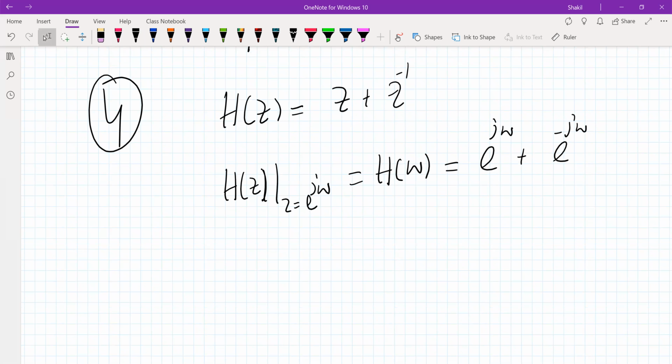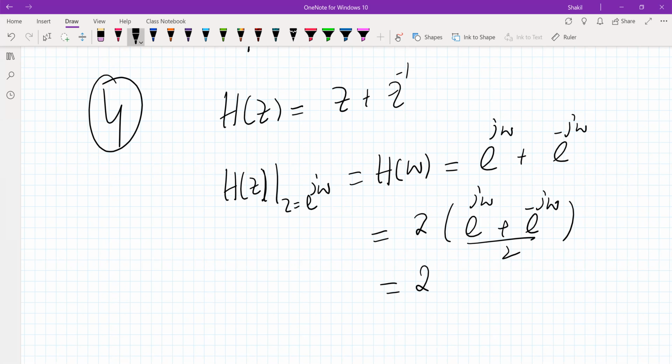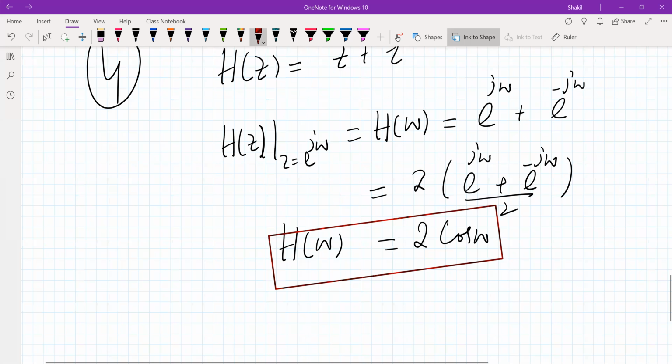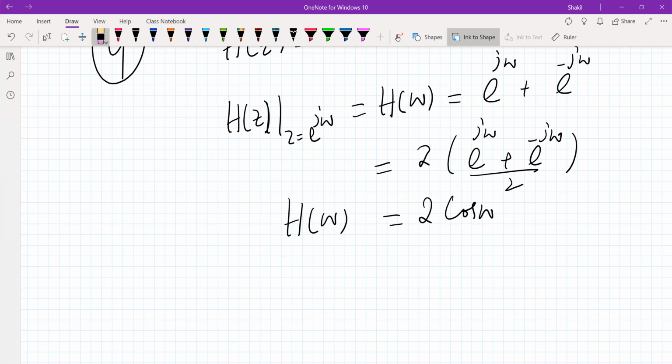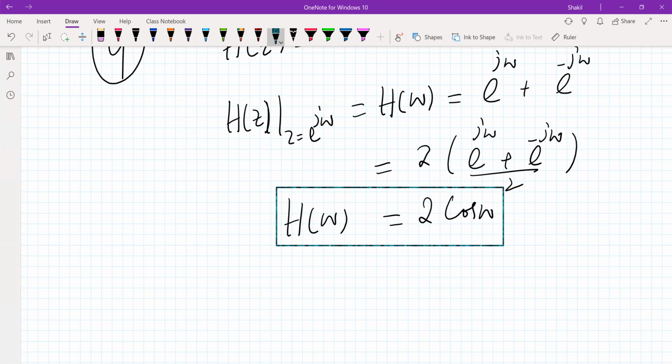Okay, so we can simplify this. We can multiply this by 2 and divide it by 2. So this is 2 cos of omega. So H of omega is this. Alright, so this is the frequency response of this system.